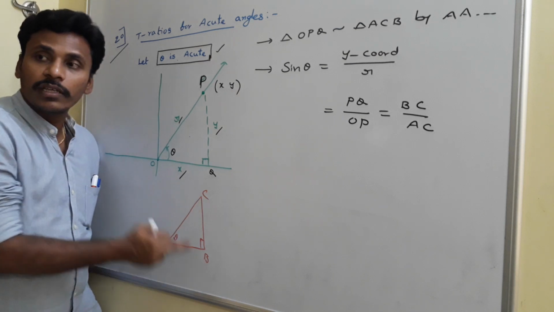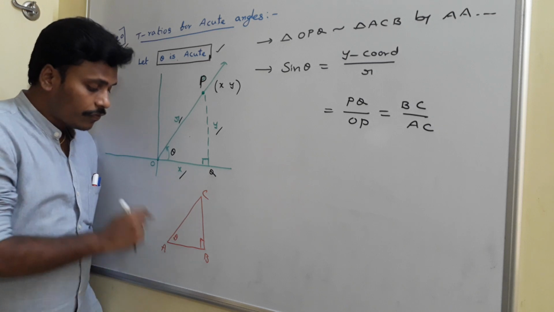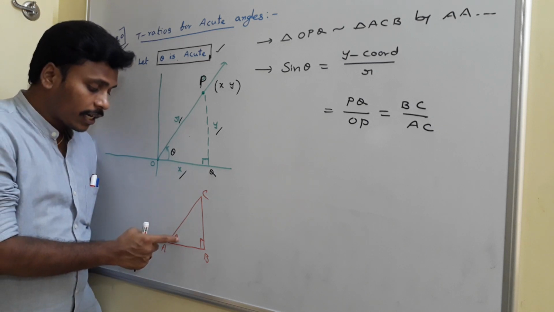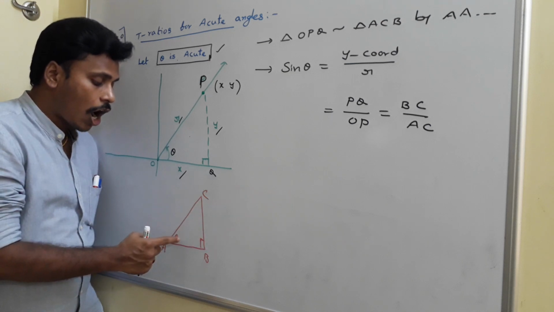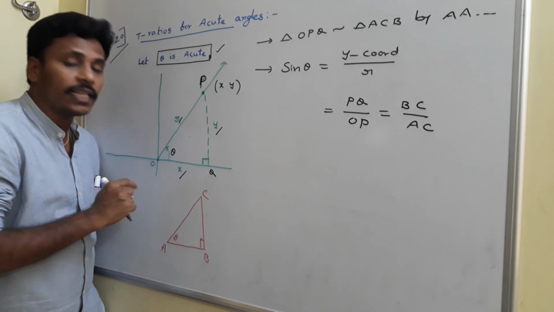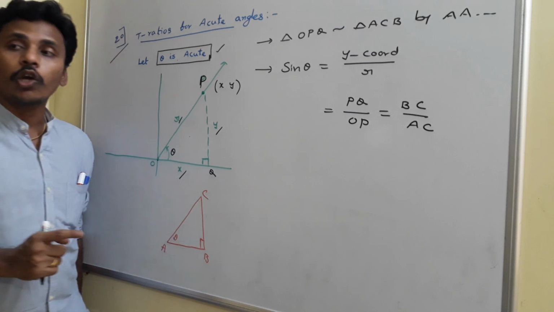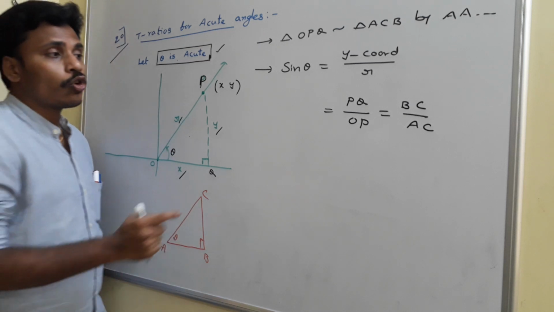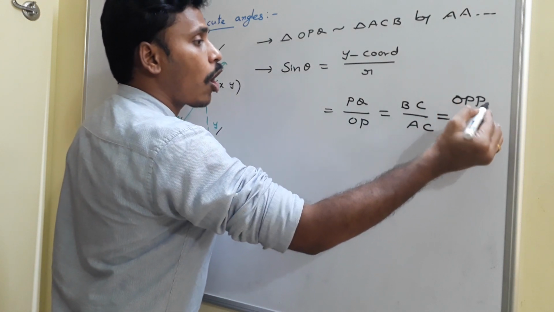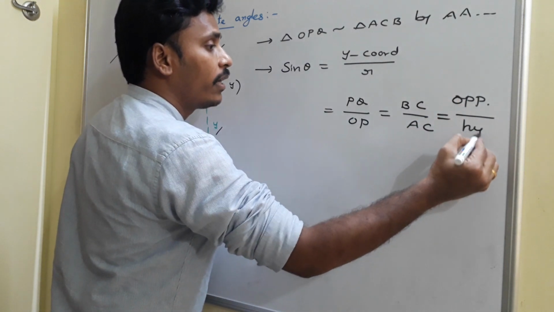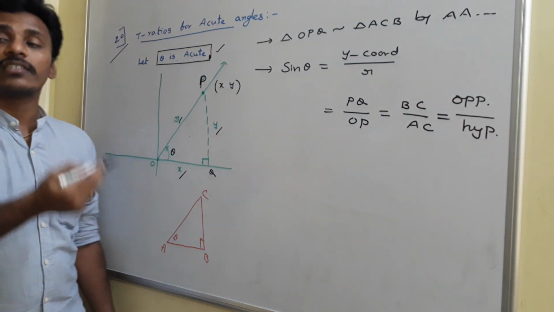What is this BC? What is this AC? Related to this right angle triangle, if theta is one of the acute angles, then corresponding to this theta, this BC is termed as the opposite side of the angle theta, and this AC is just opposite to 90 degrees, so we call it the hypotenuse. So BC by AC is equal to opposite side divided by hypotenuse.